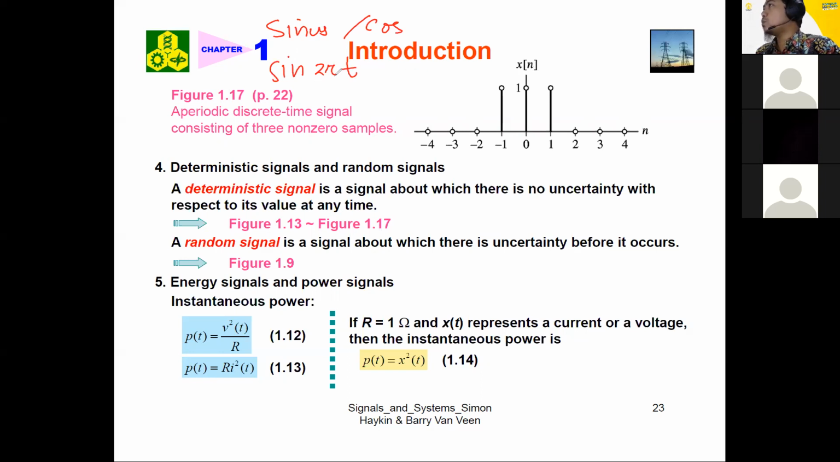Sin 2pt. We can draw it like this. This is one, which means it fulfills one cycle. So this is a kind of deterministic signal.